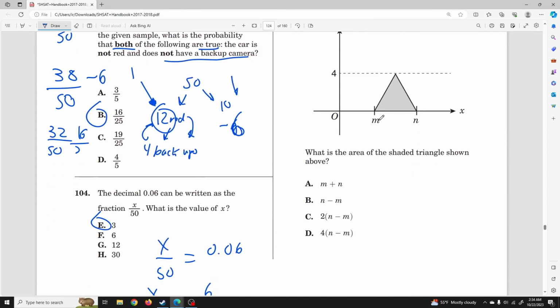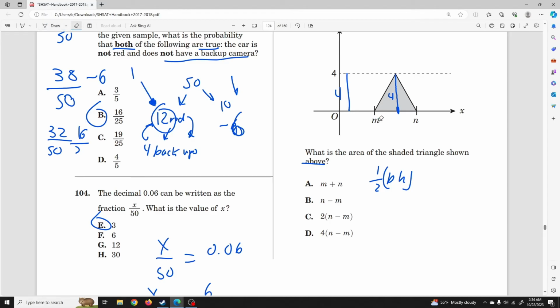So moving on to number 105. It says, what is the area of the shaded triangle shown above, right? So we know the area is equal to 1/2 base times height, right? So we know that the height is going to be 4, right? Because that's the distance from here to here, but we don't know the base, right? And we know the base is going to be either this midpoint from here to here or from here to here.